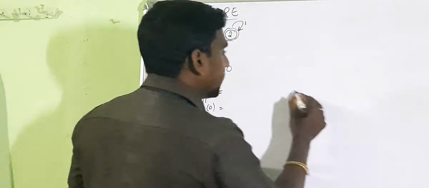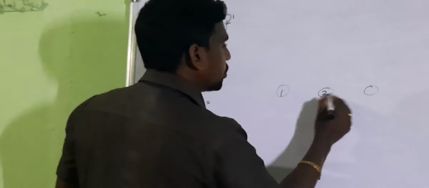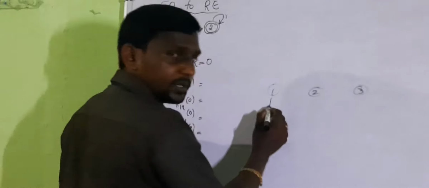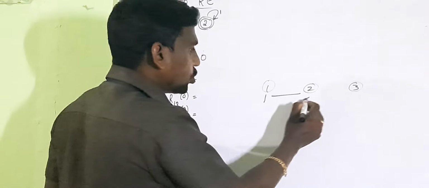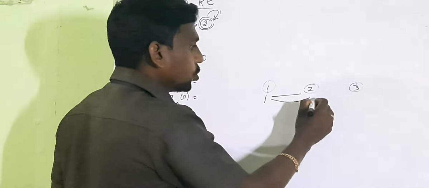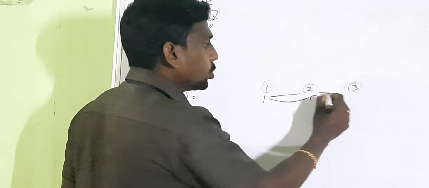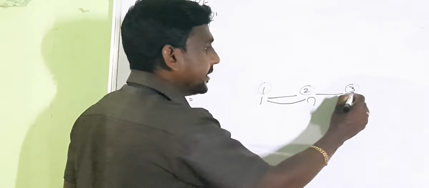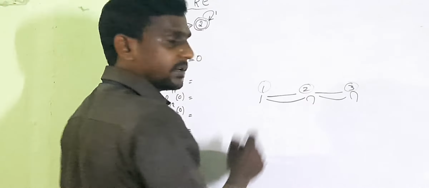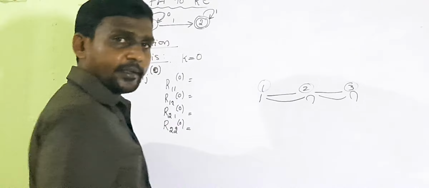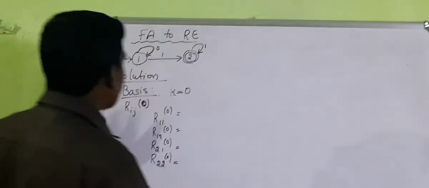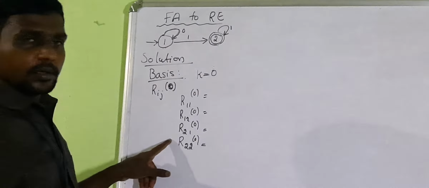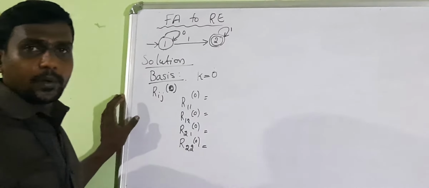If it is 3 states, R11 power 0, R12 power 0, R21 power 0, R22 power 0, R23 power 0, R33 power 0, R32 power 0. Okay, clear? So you can refer to the 3-state problem. Anyway, if it is 2 states, we will get 1, 2, 3, 4. So what is R11 power 0?